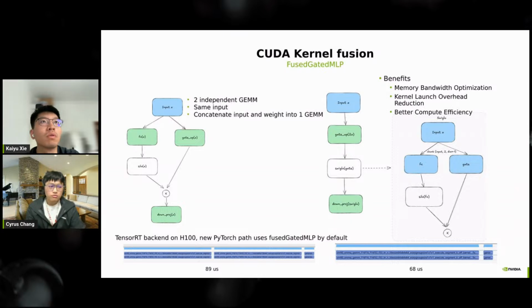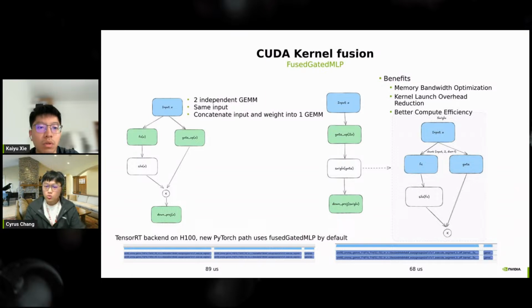From this workflow, we can see that the FC and the gate-up GEMMs are actually independent. They are two independent GEMMs, and they use the same inputs. So it is very helpful if we can concatenate the weights and merge, to fuse these two GEMMs into one large GEMM.